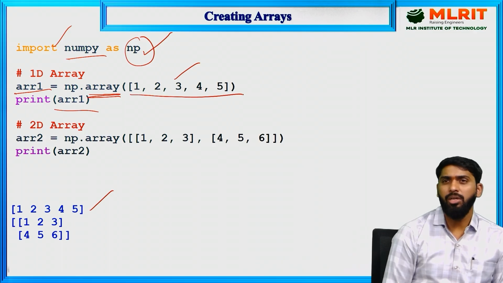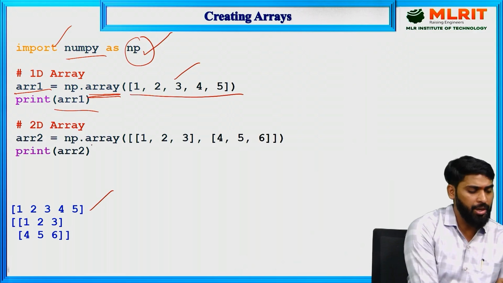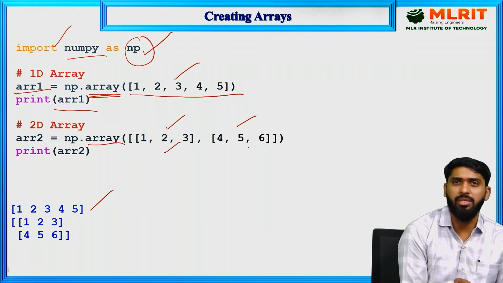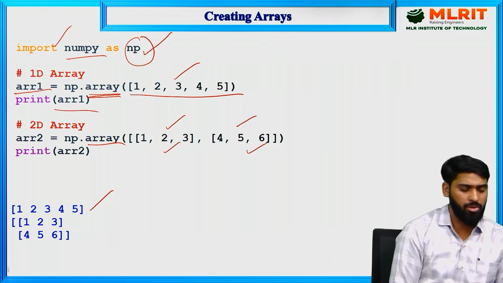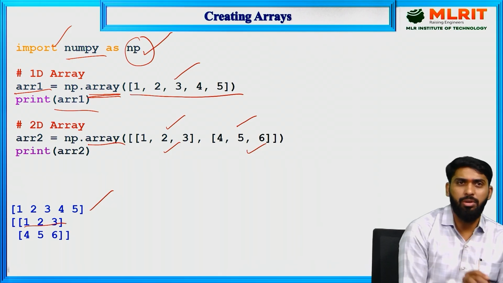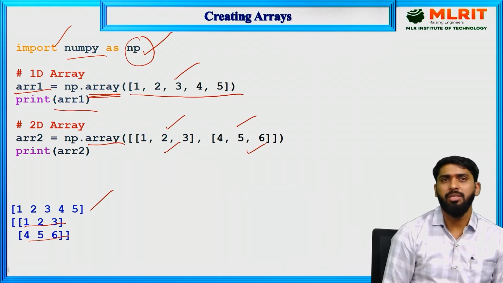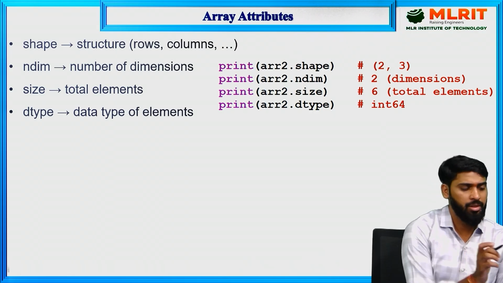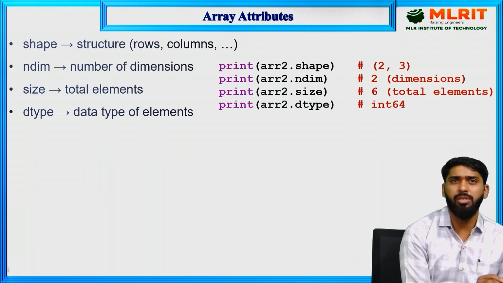So creating 2D arrays, np.array, you can give 1 2 3 as one list, and 4 5 6 as another list. So 1 2 3 is the first row, and 4 5 6 is the second row. So let us see some array attributes. These are the different attributes available.